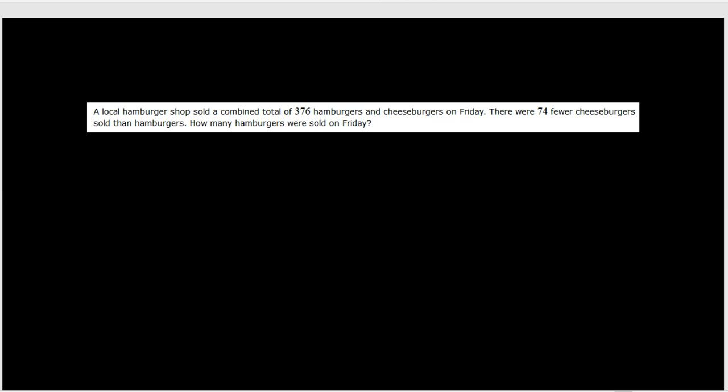Then I go through and I look for keywords. Here it says there's a total of 376. When you see the word total, that means you have to add stuff up, just like the total on your bill at a restaurant. You add up all of the items. So here we know we're adding some stuff together. And there's also 74 fewer cheeseburgers. If there's 74 fewer, then that means I'm going to have to subtract something. So I've got a couple of equations going on here.